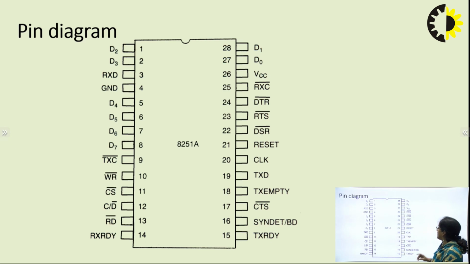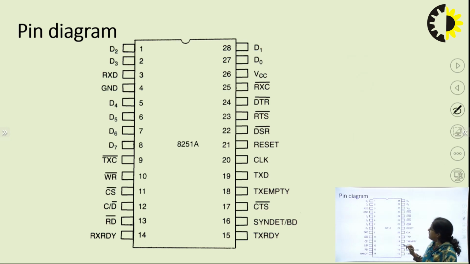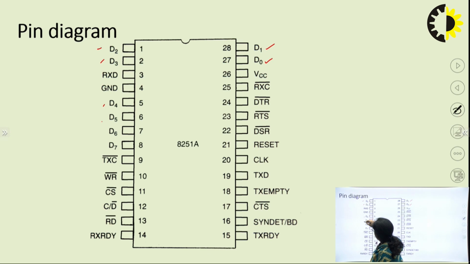This is the pin diagram for the 8251. Here there are 8 data lines: D0, D1, D2, D3, D4, D5, D6, D7. These data lines are connected with the processor. In our case it is the 8085 which we use to interface with this 8251, or we can interface any processor or microcontroller with the 8251 so that it can communicate data serially. This data bus is used to configure the 8251 IC.